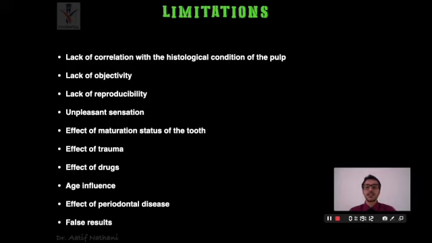All the tests that you do and that you try to replicate have limitations. Similarly, these tests also have limitations, which is lack of correlation with the histological condition of the pulp. Obviously, you cannot go to the histological state first and then go back to the clinical state, so there is no correlation between these two. There is lack of objectivity. Reproducibility means you cannot reproduce it again and again. Once done, it's done. You have to just wait for the pulp and the body to get back to normal, and then try to get the same result from these tests again. So there is lack of reproducibility.